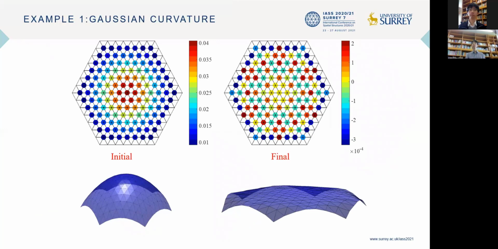This slide shows the distribution of Gaussian curvature. And as we can see from this figure, the Gaussian curvature is almost zero for the final geometry. So this one is developable.